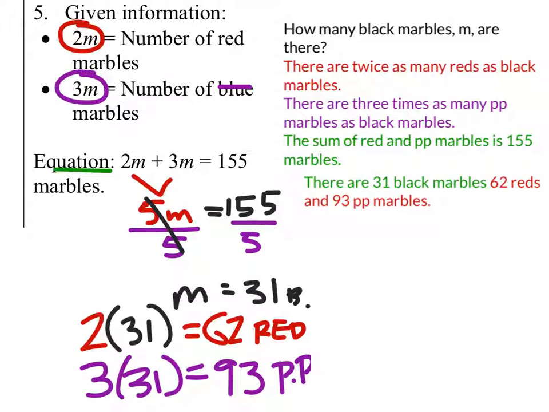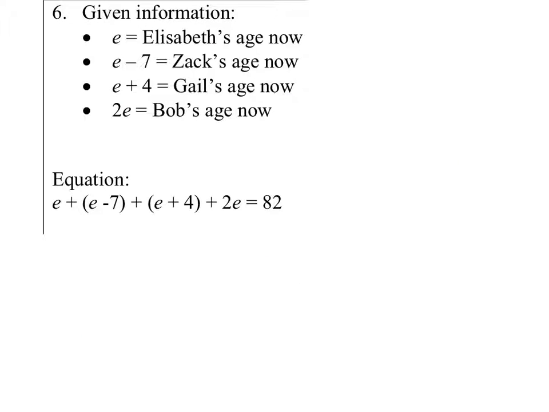So this one has 4 different expressions and then 1 equation. That means we're going to need 5 different sentences just to get through the first part. Okay, that'll make up the story. And we can see down right here in the equation that we've got E, which represents Elizabeth's age now. So the question will include something about that person's age. And we compare Zach, Gail, and Bob's age to Liz's.